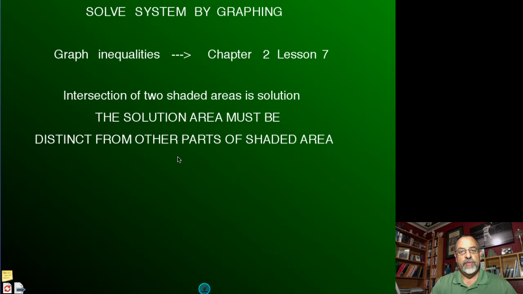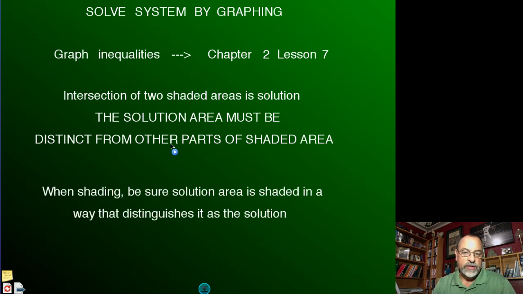So it's very important that you make that a very distinct shading from everything else that's shaded on your graph. Because again, you're going to be shading the one solution, then you're going to be shading the second solution. The answer is the overlap section. So it's important that you make that distinct from the other one so we know which part is the actual answer to the system. So when shading, be sure the solution area is shaded in a way that distinguishes it as the solution. And whether you want to use a different color or make it darker, or somehow, you have to make it distinct from the other areas so we know what the solution actually is.